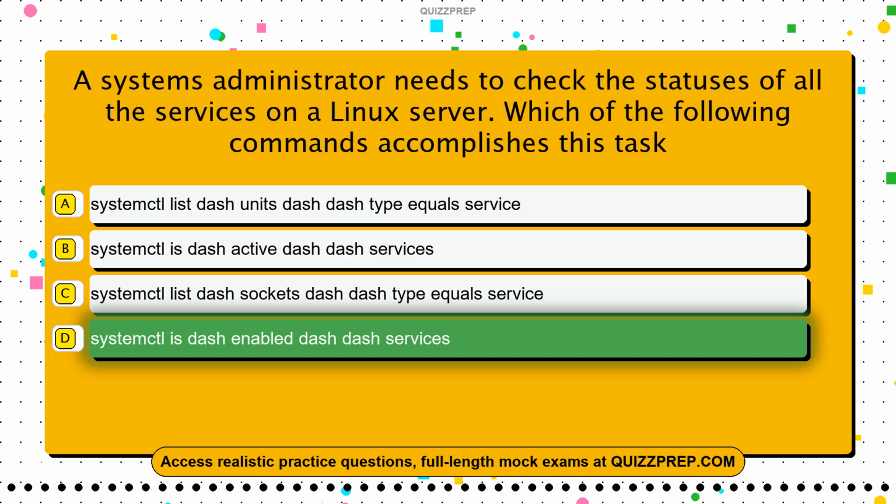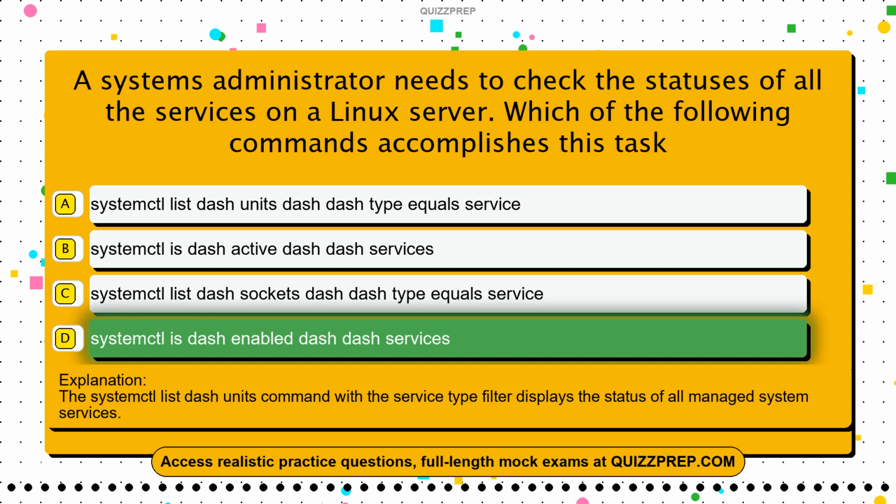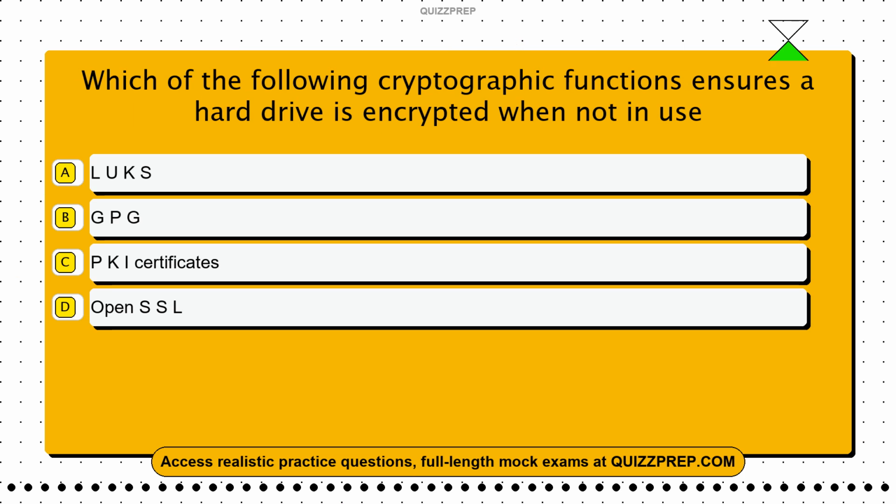The correct answer is option D, systemp-enabled-services. The systemp-list-units command with the service type filter displays the status of all managed system services. Question 51. Which of the following cryptographic functions ensures a hard drive is encrypted when not in use?